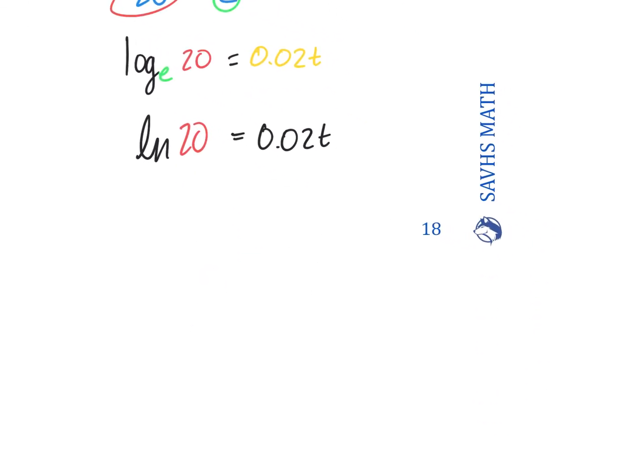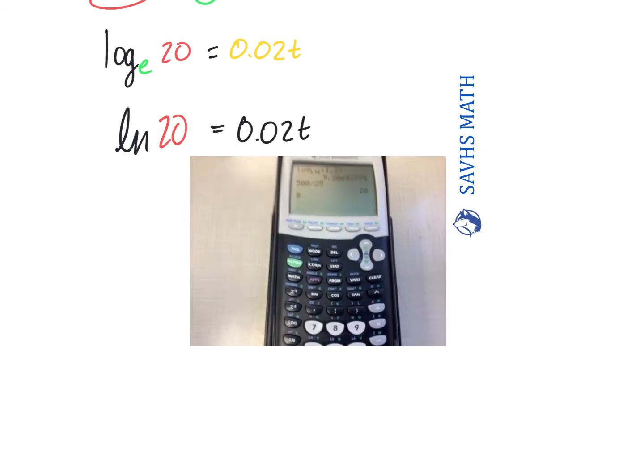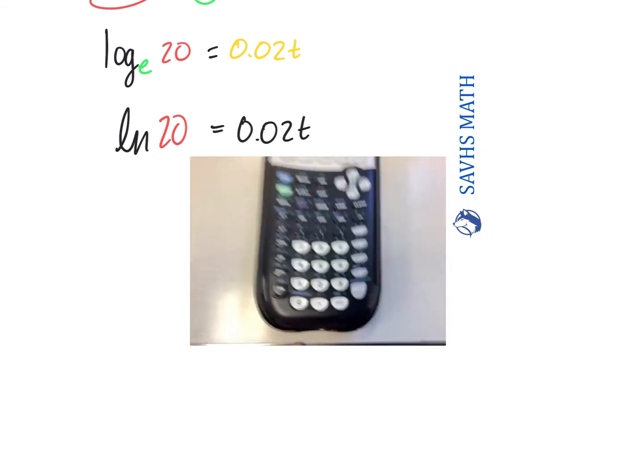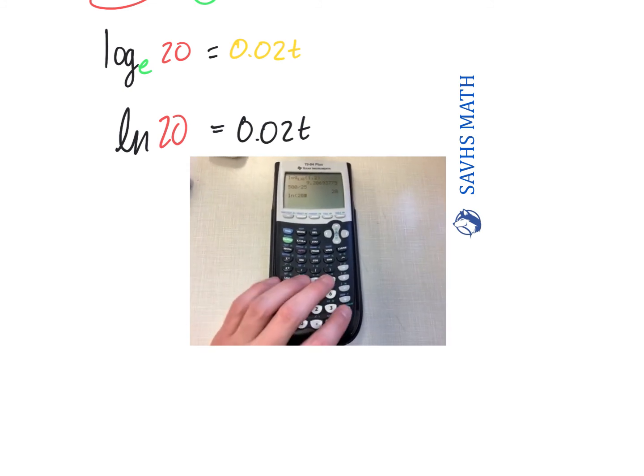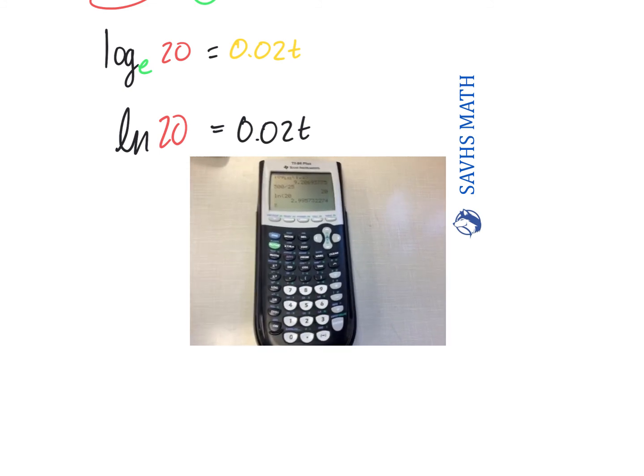Okay, so now in my calculator, I'm just going to press the button that says ln, and then I'm going to click in 20, and then I hit enter. And so I get 2.995. So over here, I'm going to write 2.995 equals 0.02t. Divide by 0.02, and then I'll get my answer. I'm going to do that in my calculator too, but I think you can do that by yourself. And we get t equals 149.79.